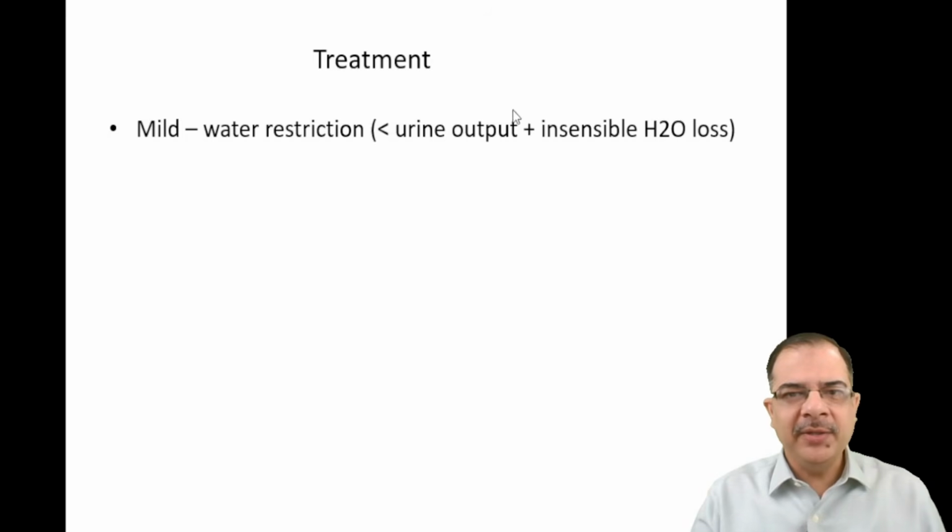So you add these two. Say the urinary output is 1.5 liters and insensible water loss is half a liter. So total loss is 2 liters. So we will tell the patient to take only 1.5 liters of water in a day. So we make a negative water balance. This is known as water restriction.